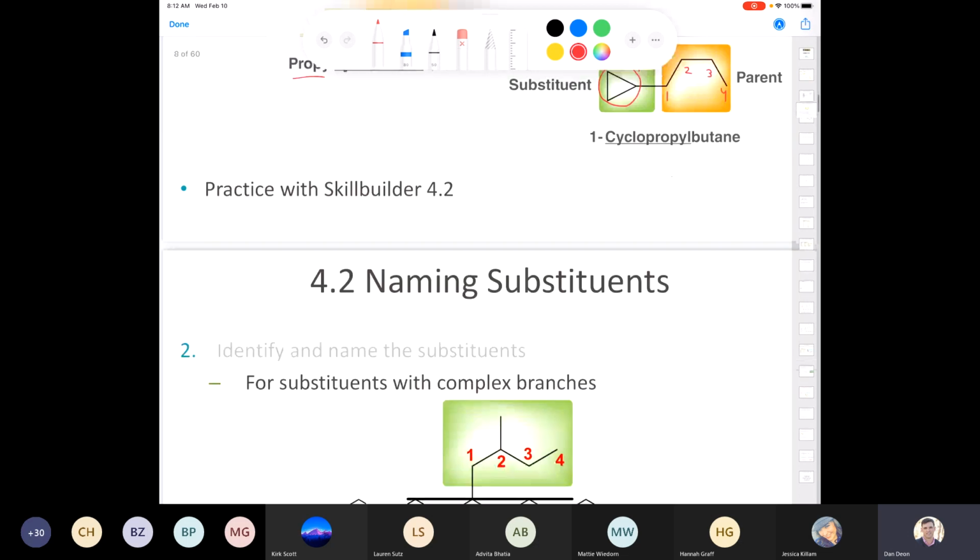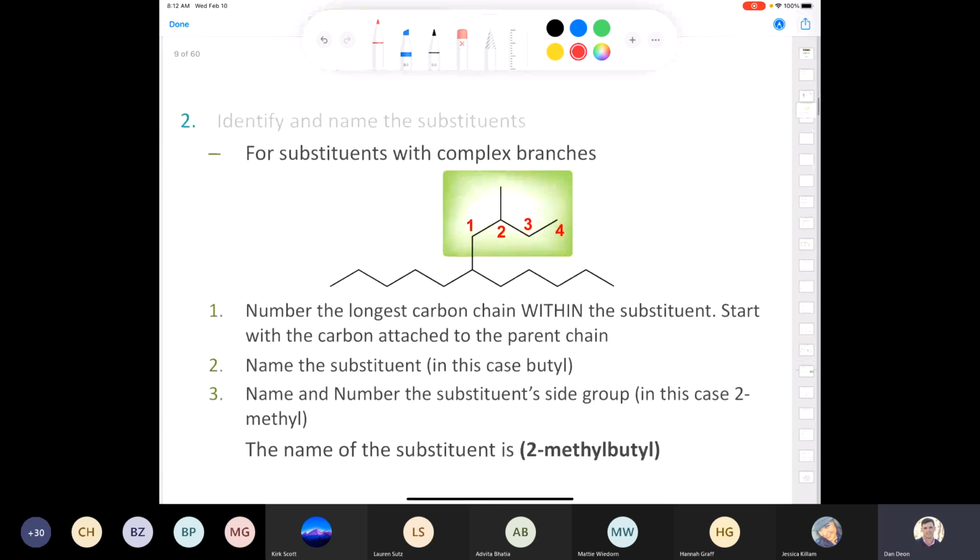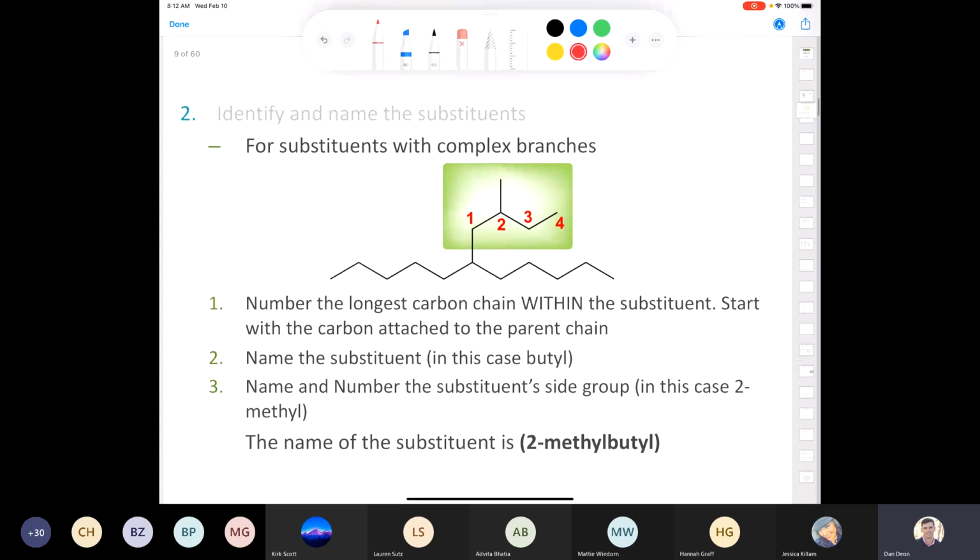All right, let's keep looking at substituents. I'm not going to ask a whole lot of questions about complex branches. However, you have to be aware of it. It could come up on a quiz and it could come up on the final exam. In fact, the only example that I could find in the textbook that brings up complex branches, when I was looking this morning, is question 4.13. And I'm not even sure if I assigned that one. So make sure to take a look at it.